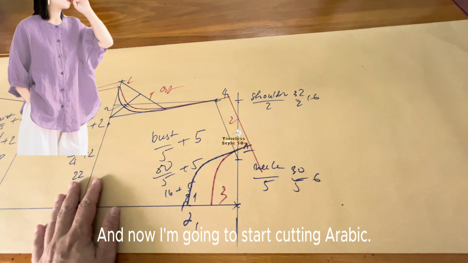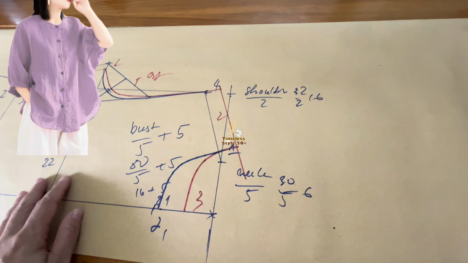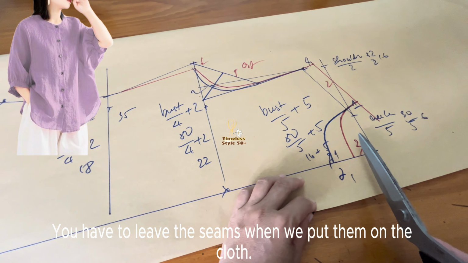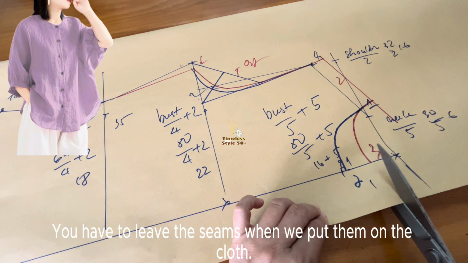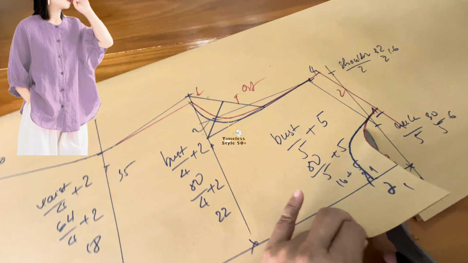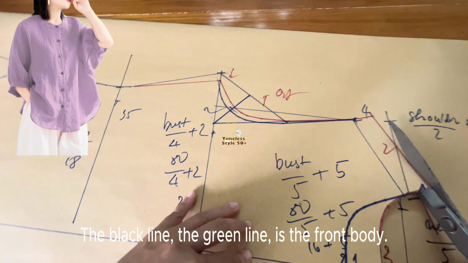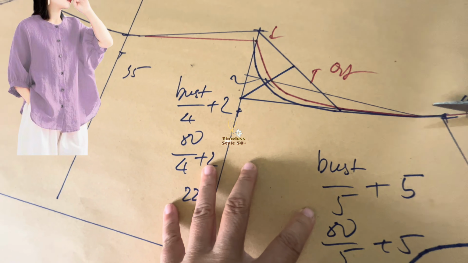And now I'm going to start cutting. This pattern is without seams. You have to leave the seams when we put them on the cloth. The red line is from the back. The black line, the green line, is the front body.